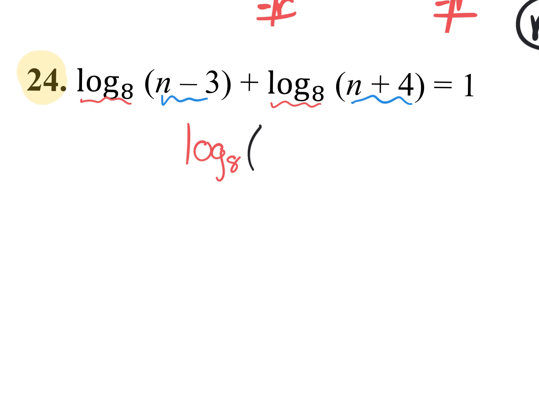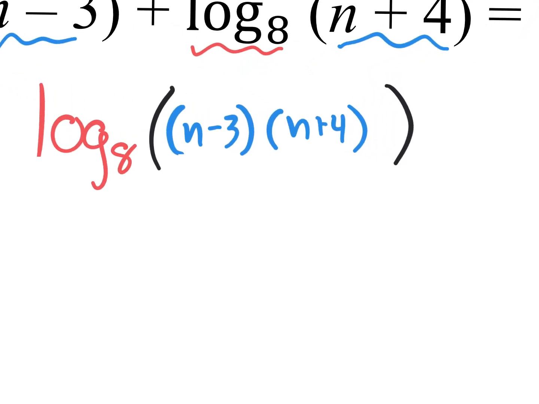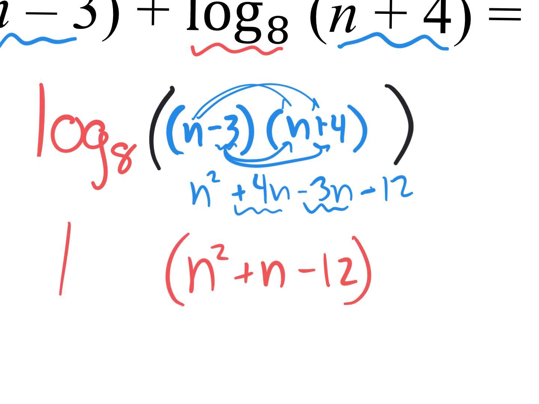So inside your log base 8, you're going to have n minus 3 times n plus 4 before you do anything else. So we're going to zoom in and actually do this n minus 3 times n plus 4. So n times n is n squared. N times 4 is 4n. Negative 3 times n is negative 3n. And negative 3 times 4 is negative 12. And of course, you could combine the 4n with the minus 3n, and you will get n squared plus 1n minus 12. And that is inside your log base 8.